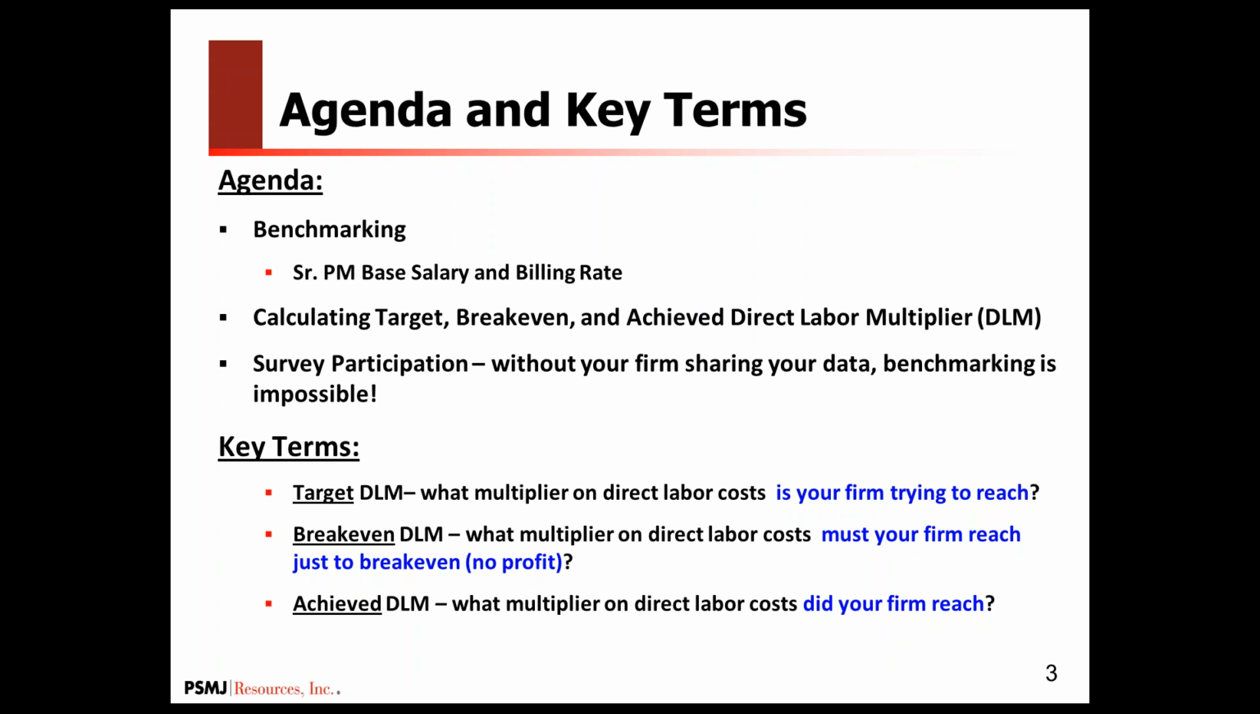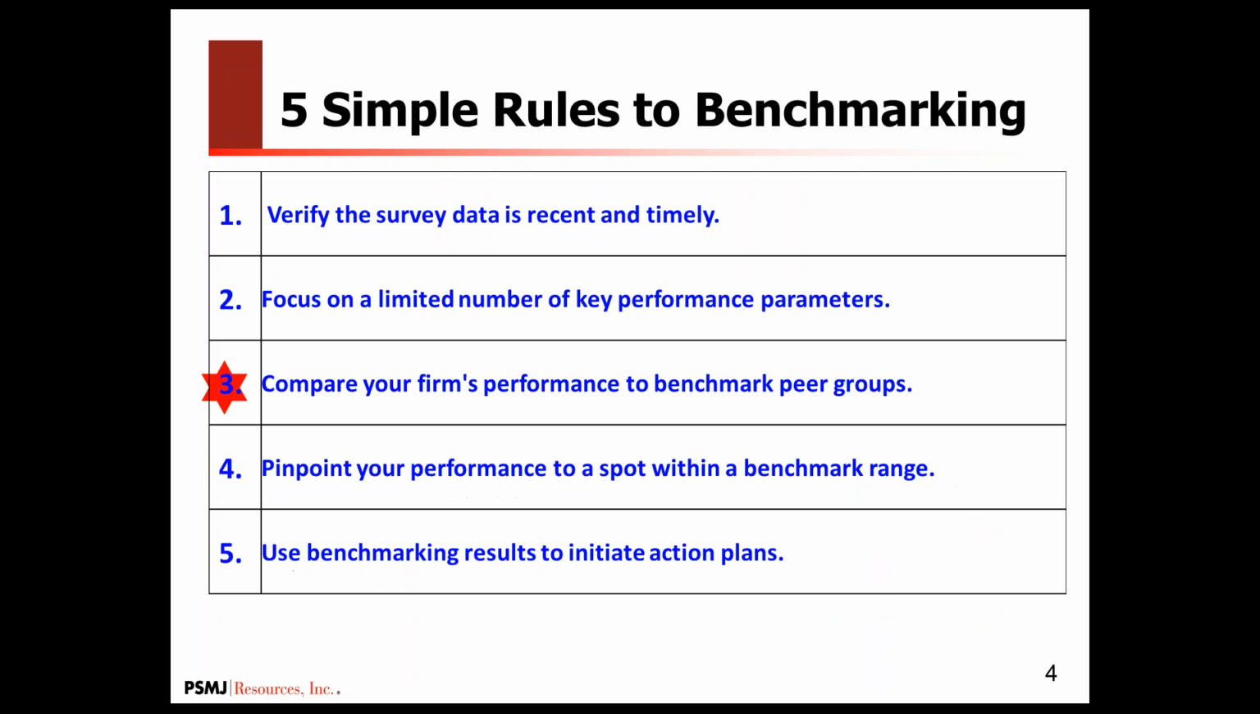Some key terms that you're going to hear today: target direct labor multiplier, or what multiplier on direct labor costs is your firm trying to reach with its base salaries and billing rates. A break-even direct labor multiplier, or what's the multiplier on direct labor cost that your firm must reach just to break even, includes absolutely no profit. And then finally, achieved direct labor multiplier, or what multiplier on direct labor cost did your firm reach or achieve, and that comes from the financials.